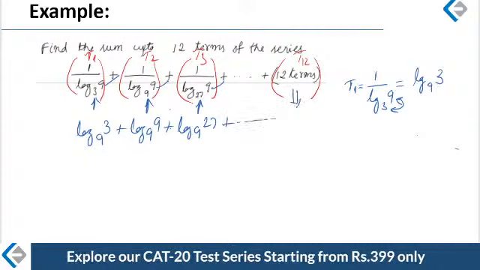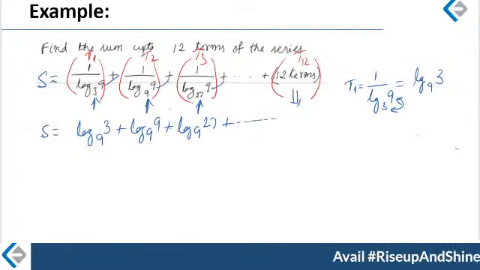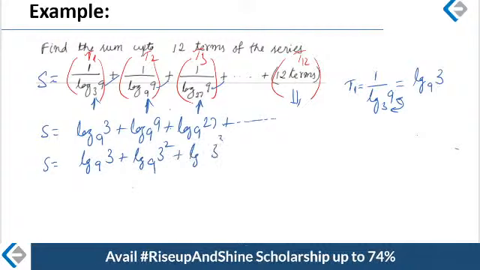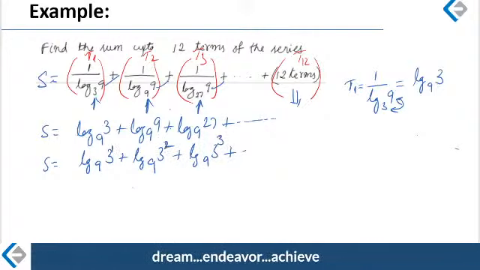I got to write up to 12 terms. Now this is the value, sum S is equal to. You're finding the sum of this. Technically, this is nothing but log 3 to the base 9. This is log 3 square to the base 9. This is log 3 cube to the base 9. Therefore the first term is 3 power 1, the second term is 3 square, third term is 3 cube. What will be the 12th term? Therefore log 3 to the power 12, or 3 raised to power 12, to the base 9.